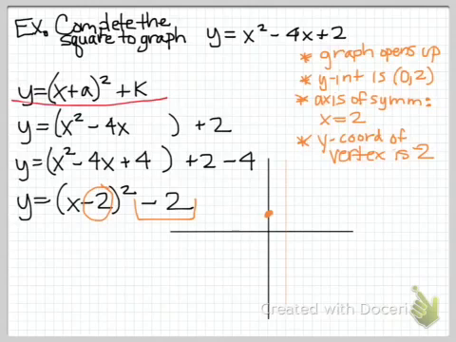And then that tells me where the x-coordinate of my vertex is, and now I know the y-coordinate of my vertex is -2. So I just go along that axis of symmetry, go down to -2, and make a point.